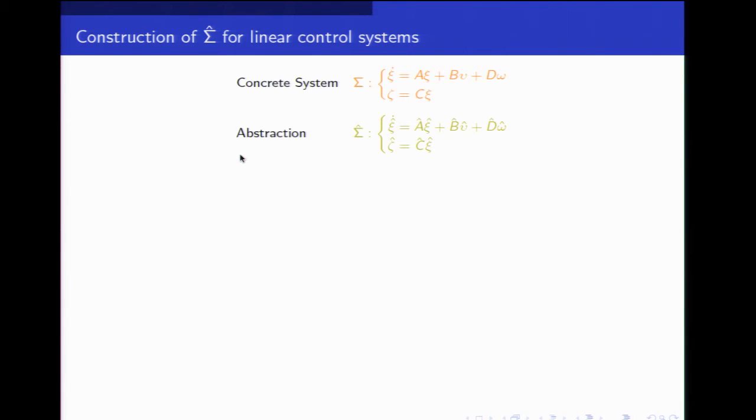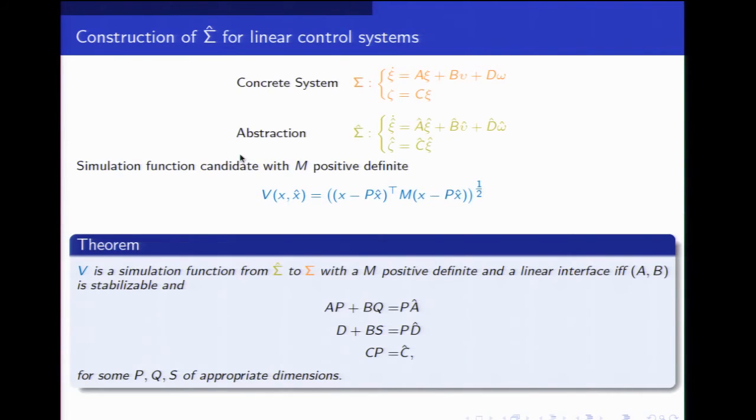Okay, so now, here is the construction of the abstraction in the linear case. How do we construct the abstraction? This is a concrete system, and assume this is the abstraction. Of course, I want to know how to construct A hat, B hat, D hat, and C hat. We choose this quadratic, or square root of quadratic, simulation function. So V is a simulation function from sigma hat to sigma with M positive definite and a linear interface if and only if these conditions are true: AB is stabilizable, and you have these algebraic equations. Yeah, this is an if and only if result, for some P, Q, S of appropriate dimension.